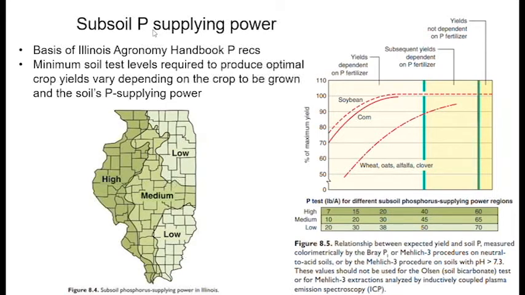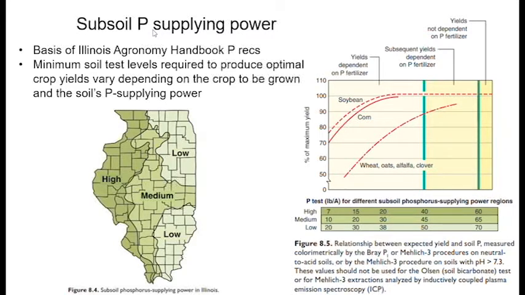We are sitting in the high region, and this has to do with the geology of the state and really the loess, how much loess and what was the age of the loess. Also drainage, and these 3 things interact to determine your soil P sub-supply region. Okay, so here's an example of why this matters.